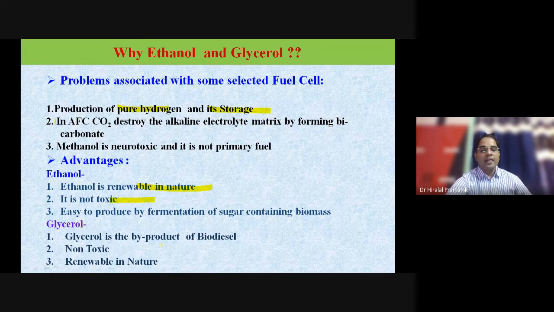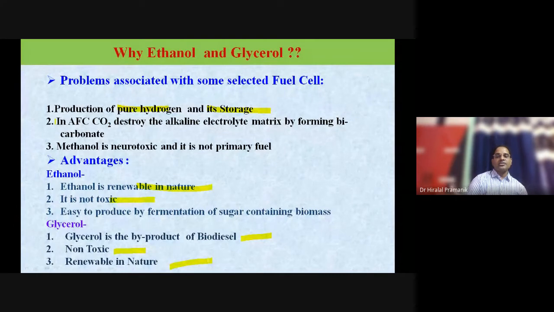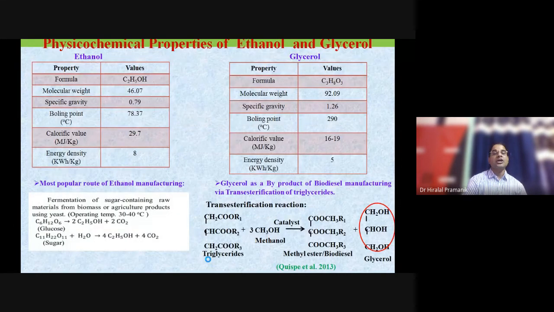Glycerol is the byproduct of biodiesel. It is non-toxic and renewable in nature. So a byproduct of any process is really a good option to use for energy production, right? Ethanol and glycerol properties I have mentioned here. If you see the boiling point range, it's low, but glycerol is a little higher. So when the fuel cell is operated at low temperature, there is no issue. Okay, so we can operate.